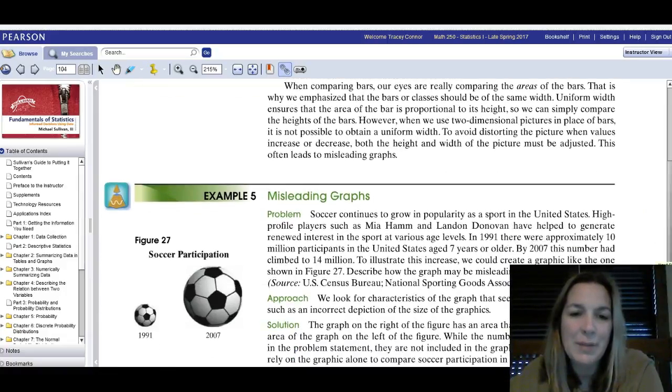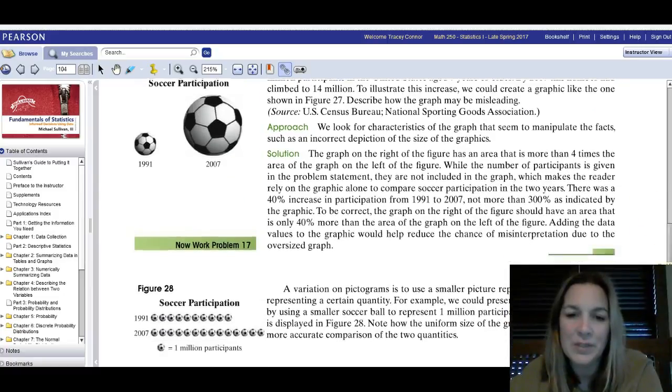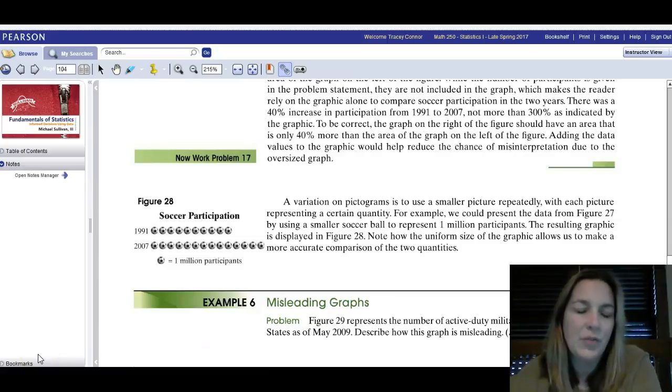Same thing with this one here with soccer participation. It looks like there's a lot more soccer participation in 2007 because they drew the ball so much larger than the ball they drew in 1991. But if you look at the actual data, you won't see this disparity, because they tend to draw pictures much more distorted. So here's the same data drawn differently with soccer balls, each representing 1 million participants. You can see that while soccer participation has increased, it hasn't increased as dramatically as they are trying to portray when using the large soccer ball versus the smaller one.